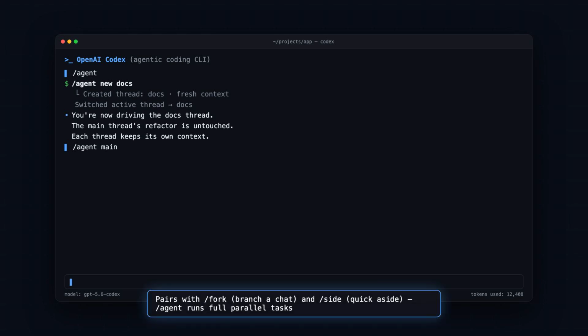So this is the parallel work dial. Alongside fork, which branches a conversation, and side, which asks a quick aside, agent lets you keep several full tasks running in one session and move between them at will.